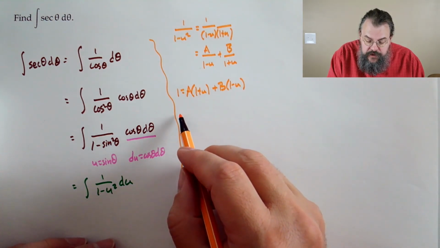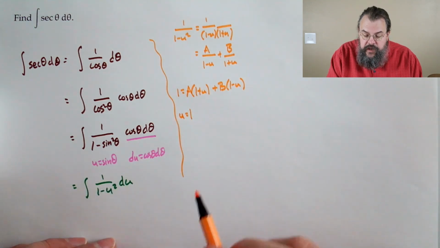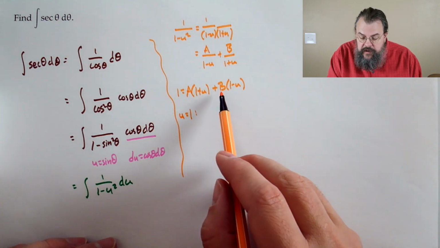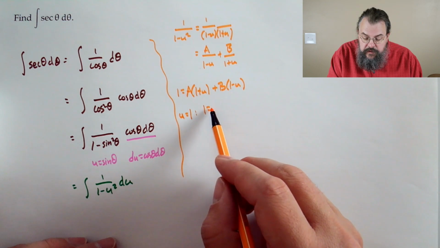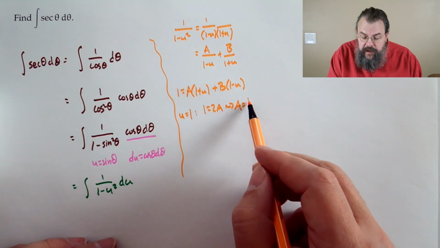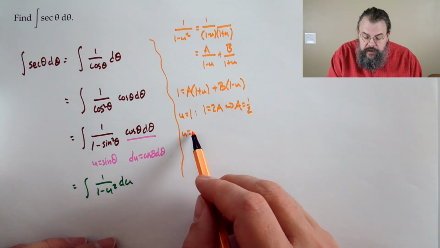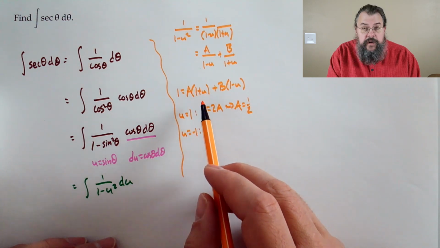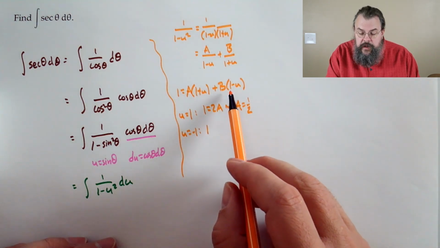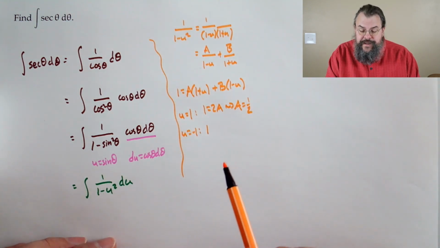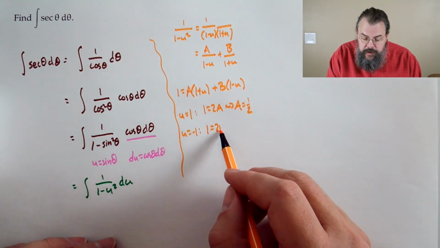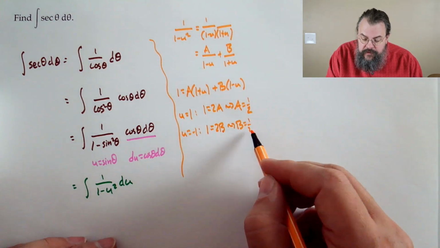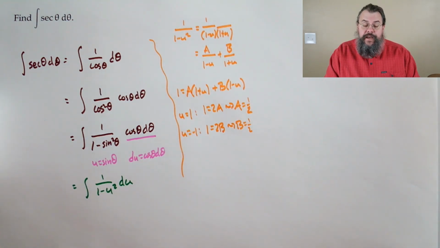For instance, if we choose u equals 1, then that tells us that 1 equals a times 2 plus b times 0. So that says 1 equals 2a, or a equals a half. All right, what about u equals negative 1? Similar process. 1 plus negative 1 is 0, so 0a is gone. Then 1 minus negative 1 is 2b. So b equals a half. Beautiful. Now we know a and b.